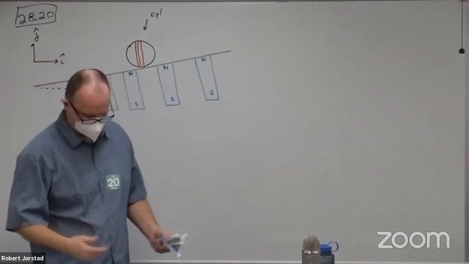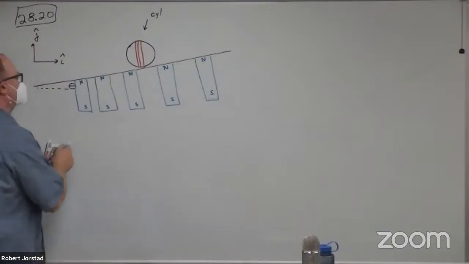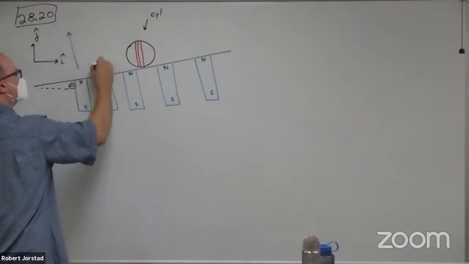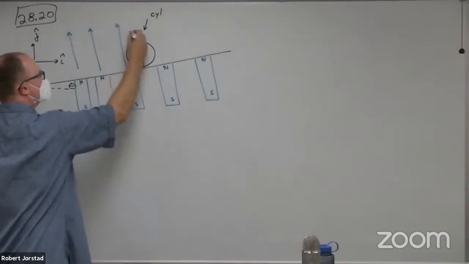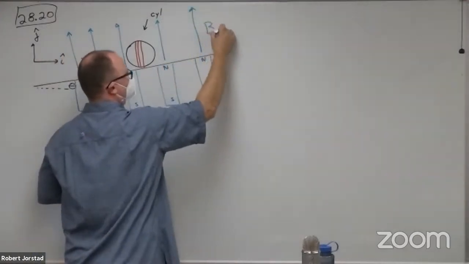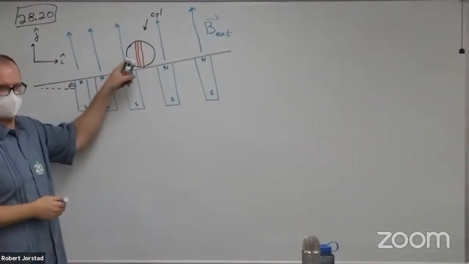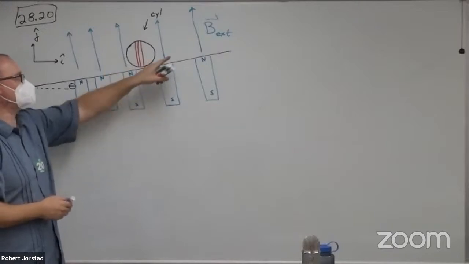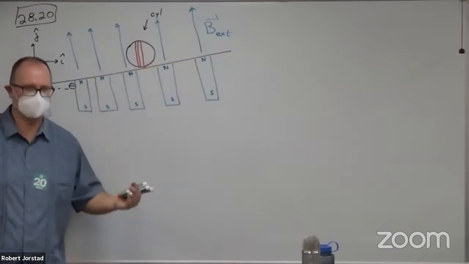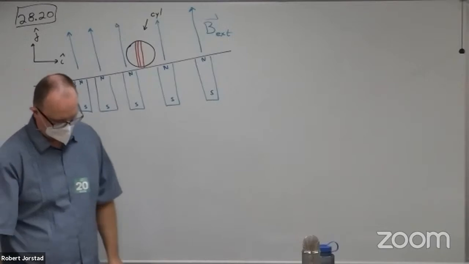What does that piece of information tell us? Telling us that this top surface is a north pole tells us something. What does it tell us? The B field goes out of north. Now in this problem, this is the external field, right? Clearly we have our coil here, but we're not worried about the magnetic field created by the coil. That's chapter 29. This magnetic field is external to this coil. It's created by something external to the coil. So that's why I'm calling it B external.